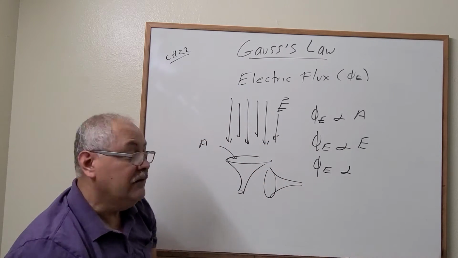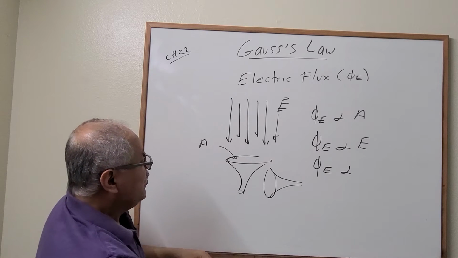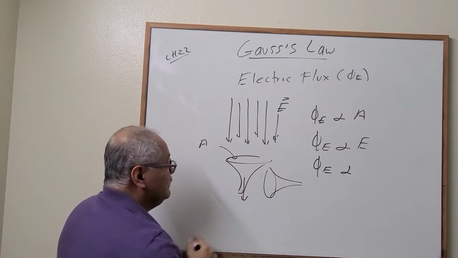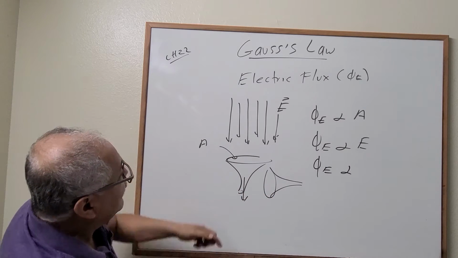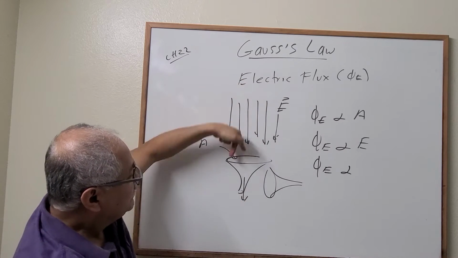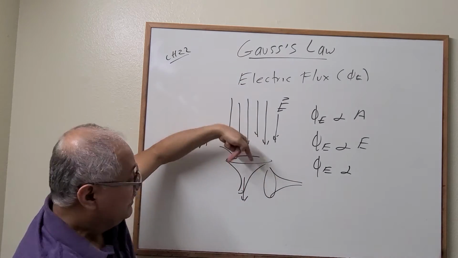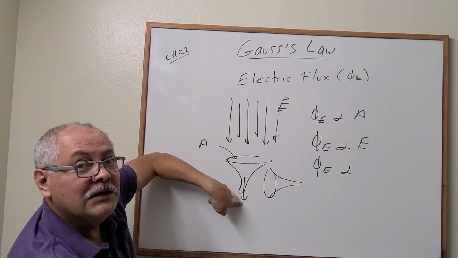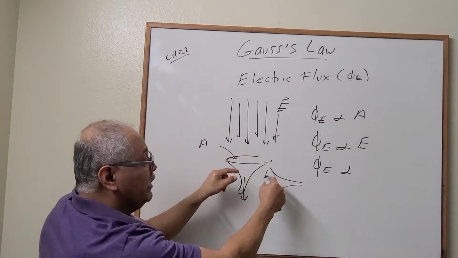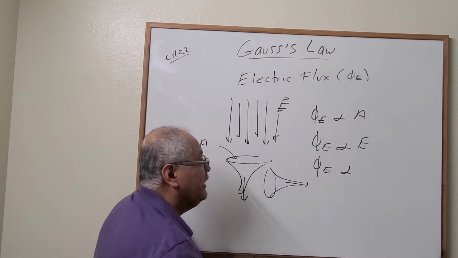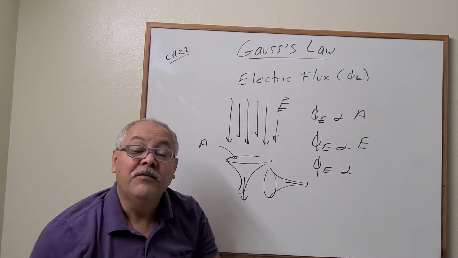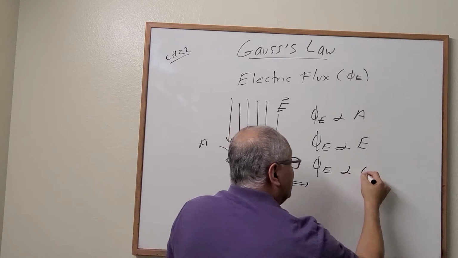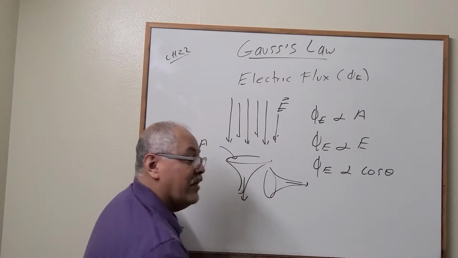The function that gives us that: imagine this is the direction of the funnel. When the field is parallel to the direction of this area, we have the maximum, and when it is perpendicular, it is zero. The function is cosine, so it is proportional to cosine theta.